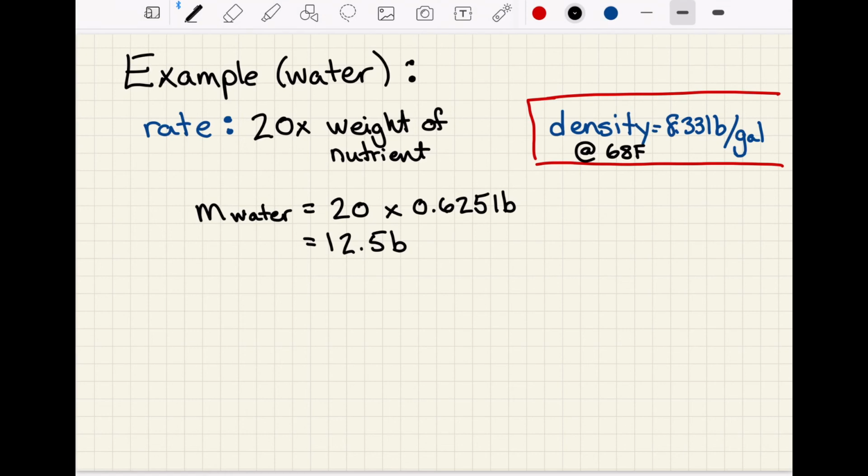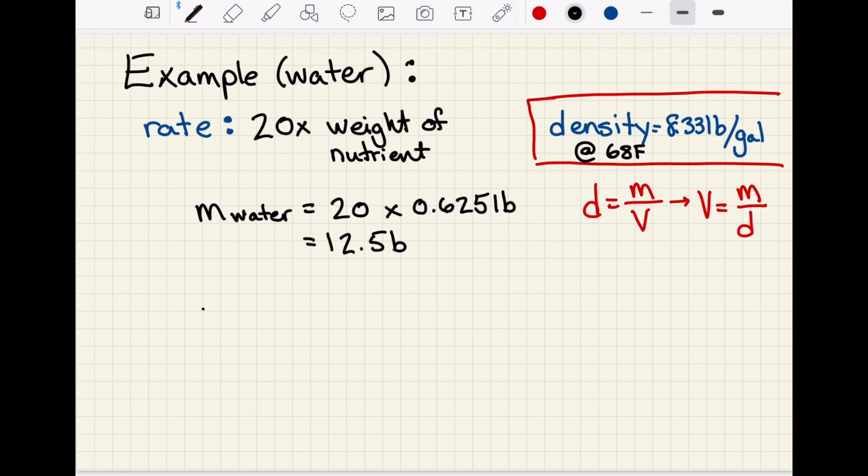So the way I'm going to calculate the volume using our mass and our density, we're going to go back to that density equation that we may have learned in high school, let's say. So density equals mass over volume. And you could see that in the units, pounds per gallon. So mass over volume. And I'm going to rearrange this equation a little bit, and I'm going to solve for volume. So volume equals mass divided by density. So that's how I'm going to solve this.